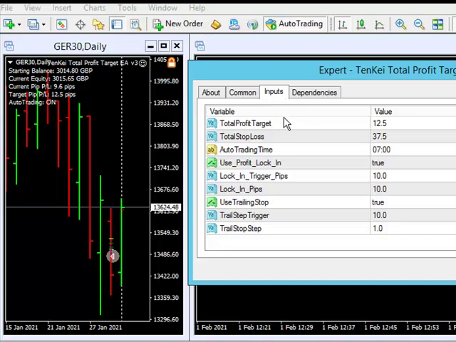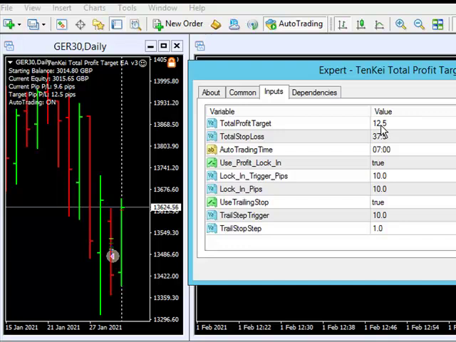Now within inputs, we like to use these settings. Previously we were using the number 13, but now we're using 12.5, which basically means we aim for 10 points a day, and we generally like to trade 4 days a week. Not on Fridays, because Fridays tend to be quiet days. So if you get your calculators out, or if you can do this in your head, 12.5 times 4 equals 50, which equals 10 points a day over a 5-day week.